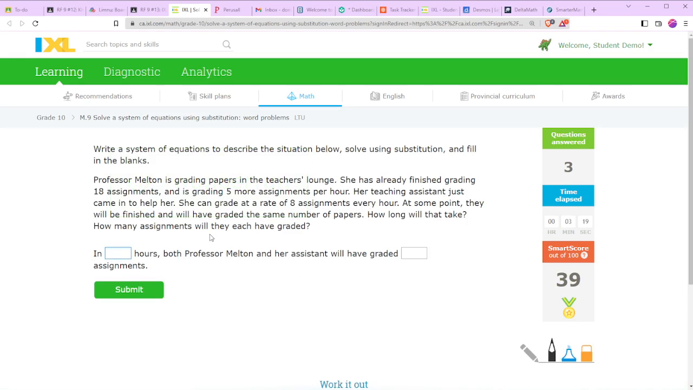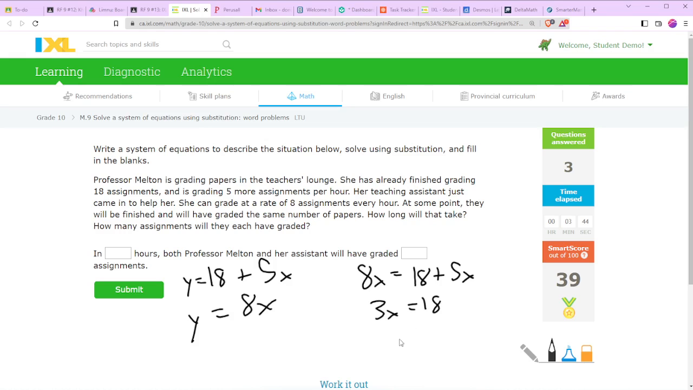Now Professor Melton is grading papers in the teacher's lounge. She's already finished grading 18 assignments and is grading 5 more per hour. Her teaching assistant comes in, hasn't graded any, but can grade 8 per hour. At some point, they'll be finished after having graded the same number of papers. So 8x equals 18 plus 5x. 3x equals 18. x equals 6. So in 6 hours, they will have each graded 48 papers.